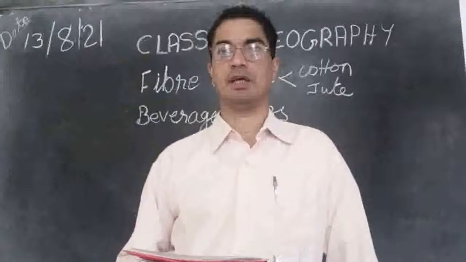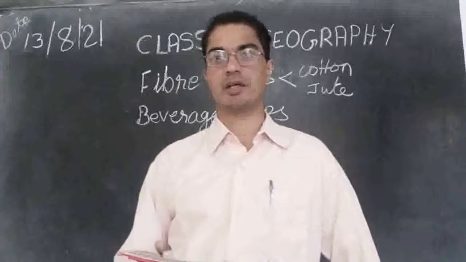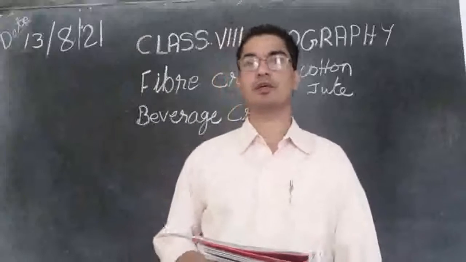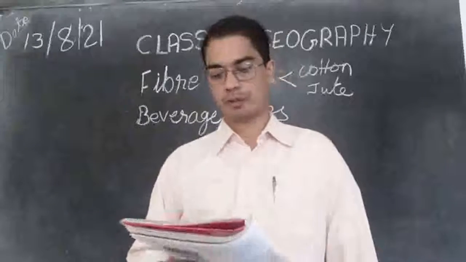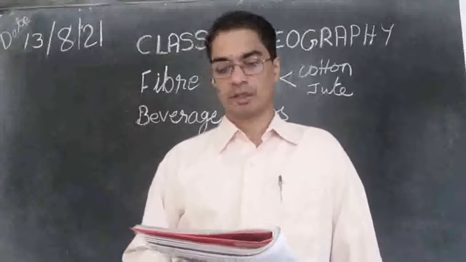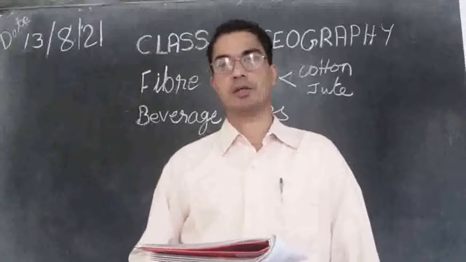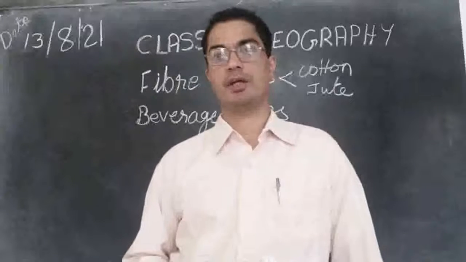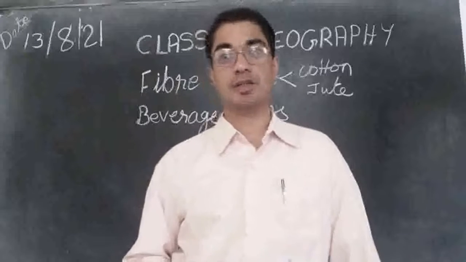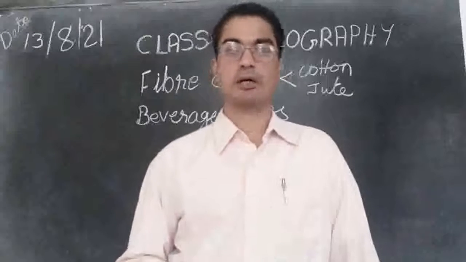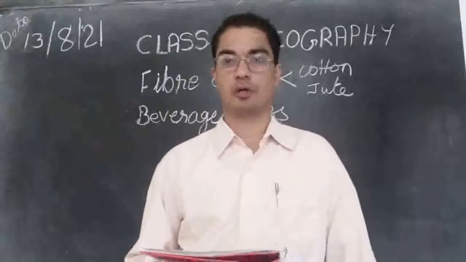So let's say once again what conditions are required for the growth of cotton. First of all, it requires high temperature. Then it needs light rainfall, 210 frost-free days, and very bright sunshine. These are the requirements for the growth of cotton.